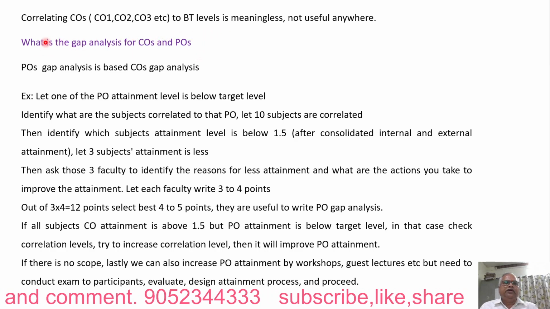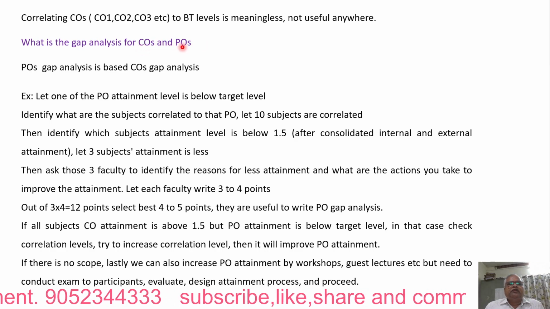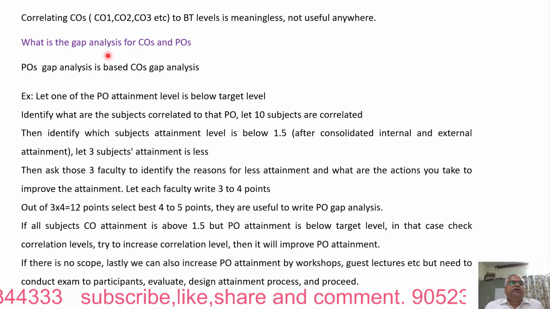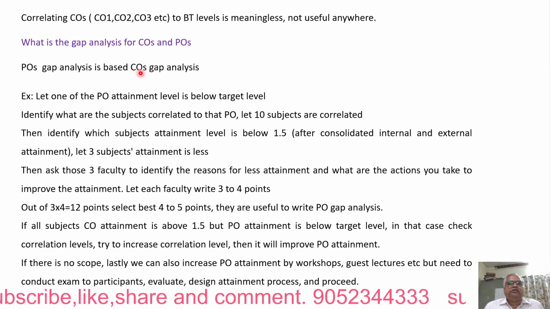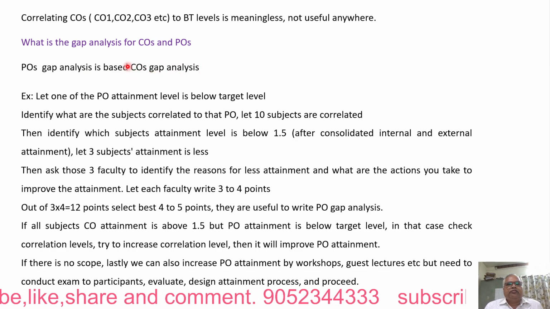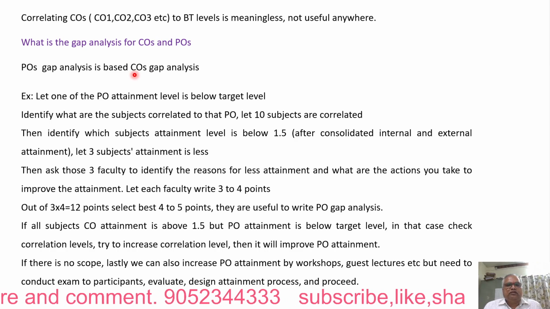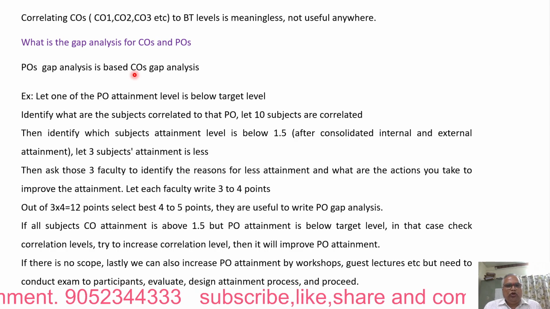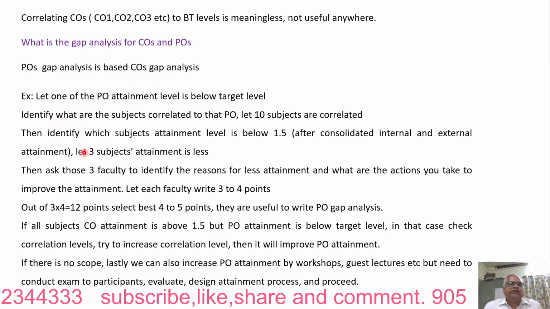This is another very, very important topic. What is the gap analysis for COs and POs? It comes under criterion 7 in NBA. So this gap analysis is important. PO gap analysis is based on CO gap analysis. CO gap analysis means that if the attainment of the faculty who are teaching is below the target, that comes under gap analysis. So let us understand this.